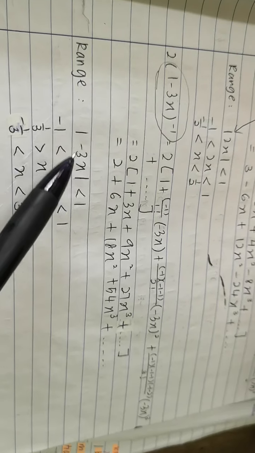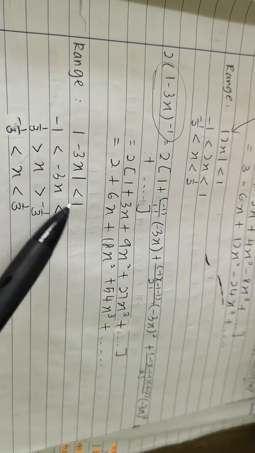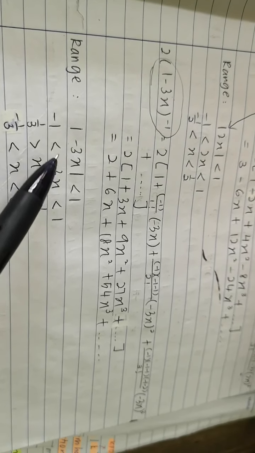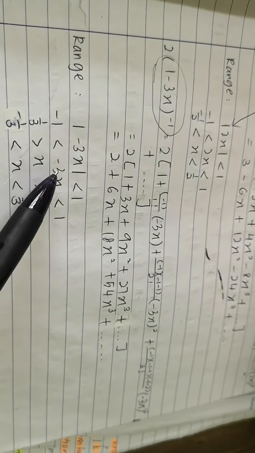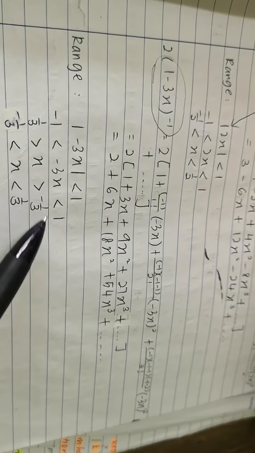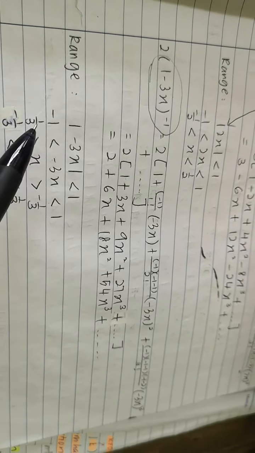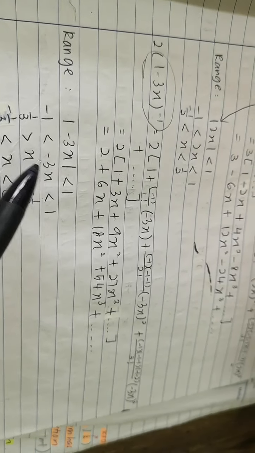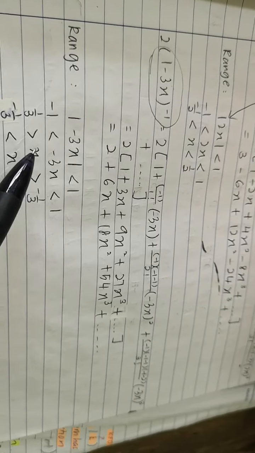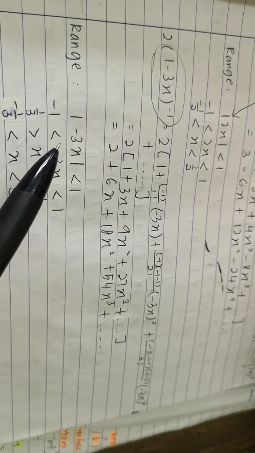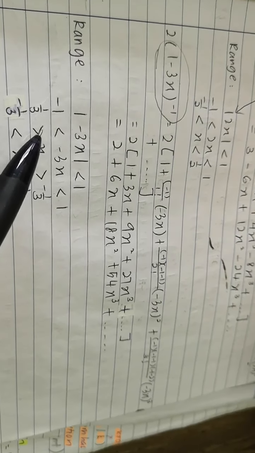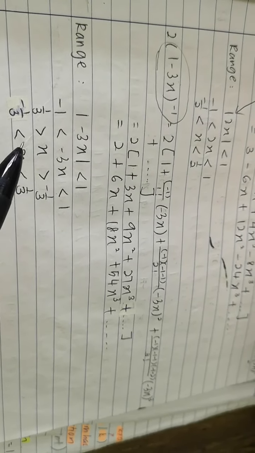For the second expansion, the validity here is modulus negative 3x is less than 1. So we open the modulus, it will become negative 3x is between negative 1 and 1. So divide by negative 3, divide by negative 3, divide by negative 3. So we get 1 over 3, negative 1 over 3, and then this one we get x. So same, if inequality you divide by negative value, the symbol will become opposite. So the symbol will be reversed.